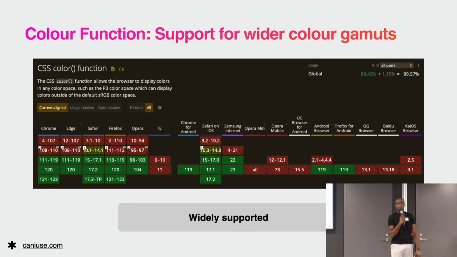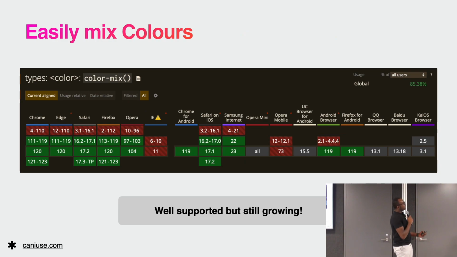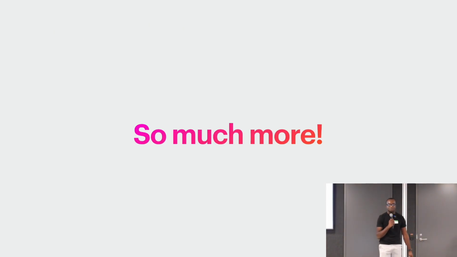We have some new color functions, meaning that we're no longer sticking to the sRGB color space. With these new displays that are coming out, we now have the ability to specify colors within the P3 gamuts or even wider gamuts as well. We can even easily mix colors with the new color-mix function. So we can say that we're going to be mixing a color from the sRGB space with a color from the P3 space, and the browser will take care of that for you.